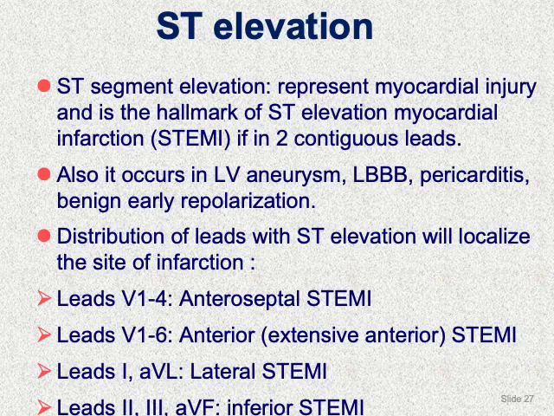And we said two contiguous leads, and the distribution of the leads will define the site of infarction. If we have chest leads V1 to V4, this is anteroseptal. V1 to V6 is extensive anterior. Lead 1 and AVL is lateral, or sometimes called high lateral ST elevation MI, or STEMI. And the inferior leads are lead 2, 3, and AVF. If we have elevations there, this is inferior STEMI.